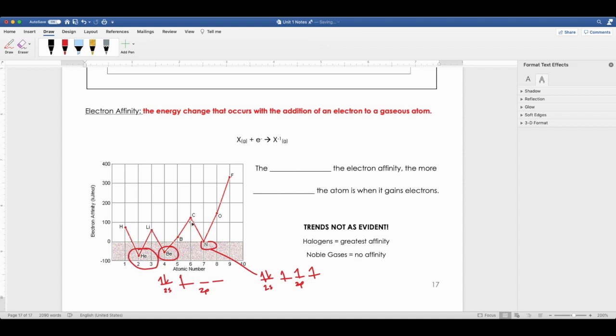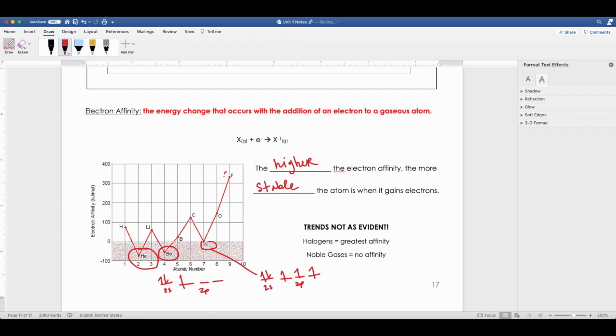Elements that are a little bit higher like to gain electrons, right? Or maybe not, they don't like to gain electrons, but they're more likely to gain electrons. Highest electron affinity, you could see, corresponds to fluorine. Fluorine really wants another electron because it has 7. It wants that last electron in order to become stable, right? So the higher the electron affinity, the more stable the atom is when it gains electrons.